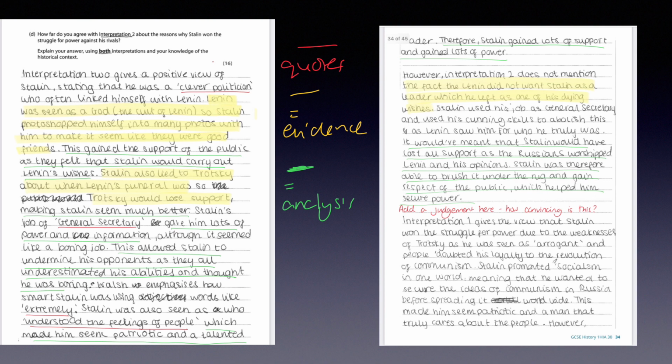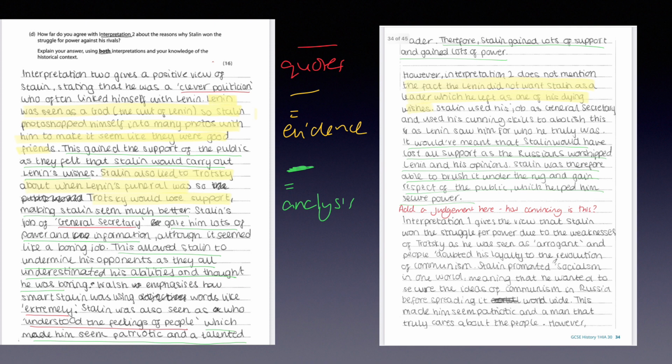However, interpretation 2 does not mention the fact that Lenin didn't want Stalin as leader. So this is not focusing on what is actually missing, it's focusing on which bits he's missed out, talking of Stalin in the interpretation. And it's linked it back to the consequences there. Now, I would add an interim judgment here about how convincing this is overall. And then it goes on to do exactly the same in interpretation 1. So remember, the key important things are following through the strengths and the weaknesses, thinking about your evidence to match up with what's being said in the interpretations, and thinking about what this means for the question overall.